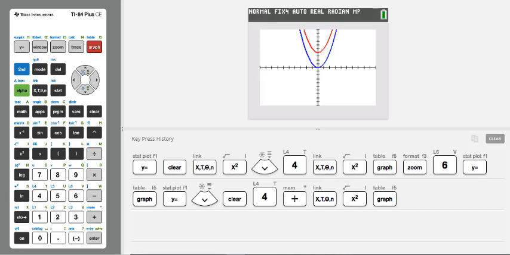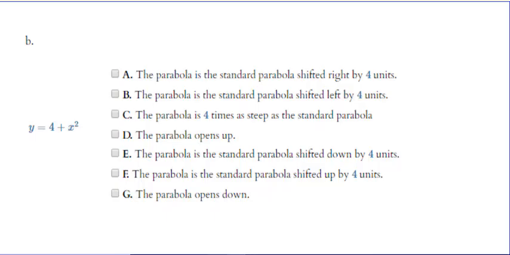Now, in doing that, we need to look at a couple of things. This particular quadratic, so let's see, the parabola is shifted right by 4, nope. Shifted left, nope. 4 times as steep, nope. It does open up, okay. Down by 4, nope, it's shifted up by 4.